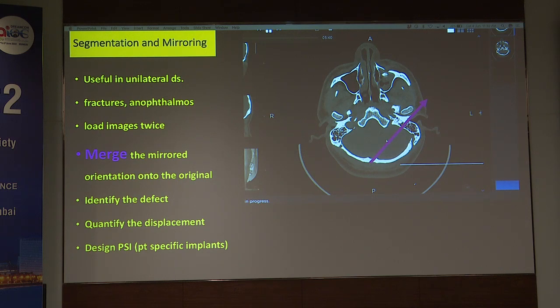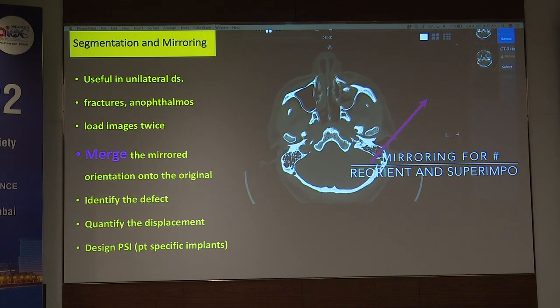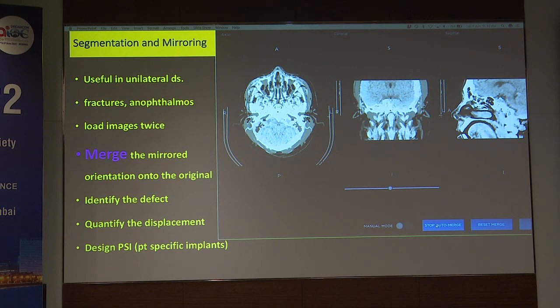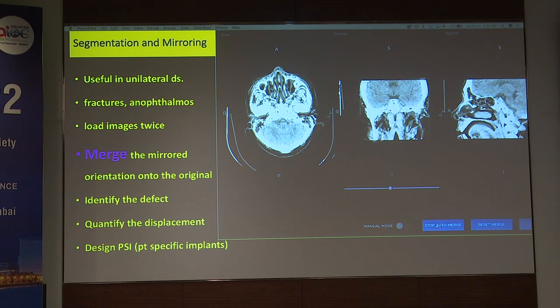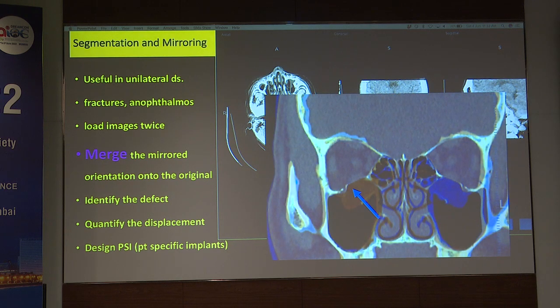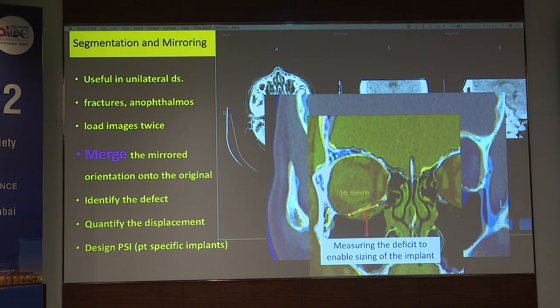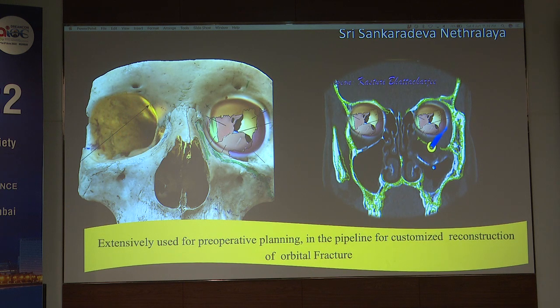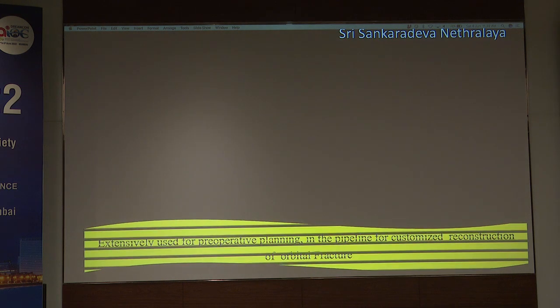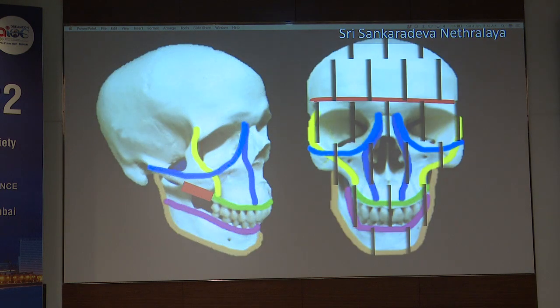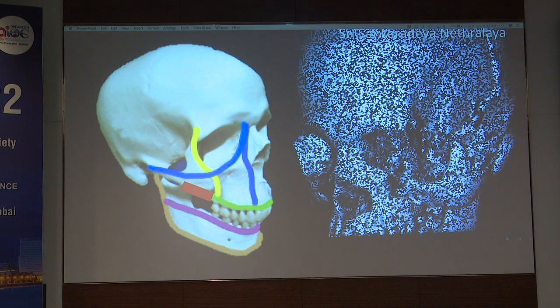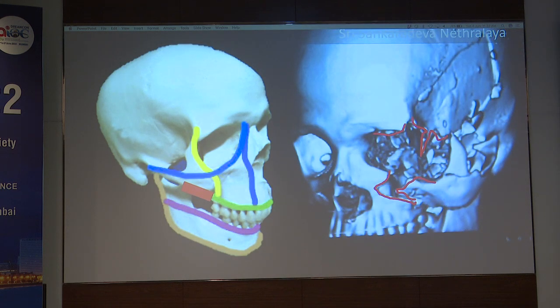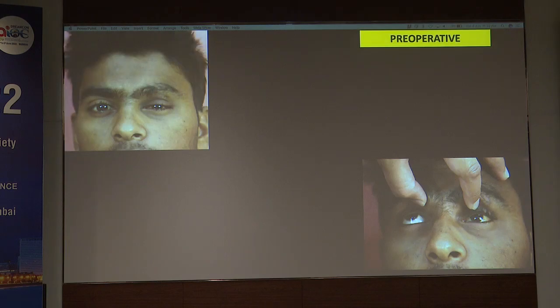One of the biggest uses of this navigation system is in unilateral fracture, where you can do segmentation and mirroring. Mirroring is where we merge the normal over the abnormal, and this gives us a perfect calculation of how big the fracture is, how much reconstruction we need to do, and how to design the patient-specific implant. I've been using it extensively for preoperative planning for the customized reconstruction of orbital fractures where both the horizontal and vertical buttresses are involved, and also in very complicated fractures, which I have already mentioned, where you see the fracture of the wall and the fracture of the rim.